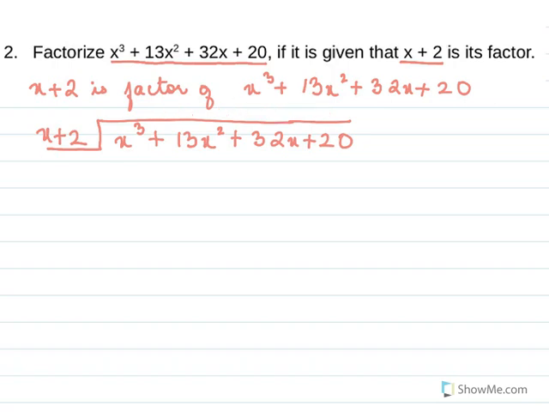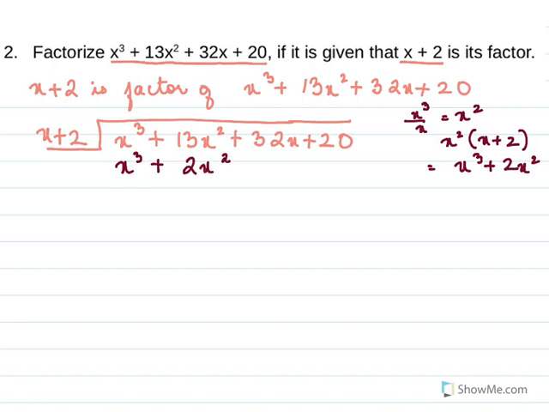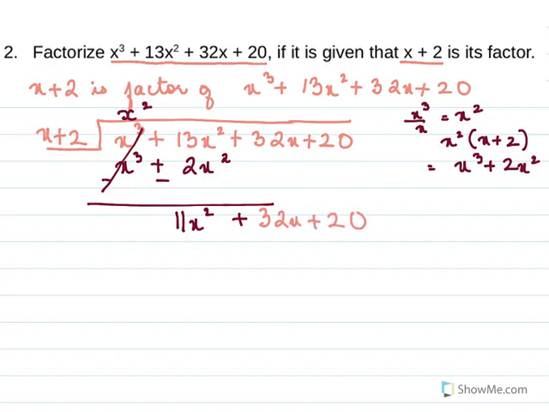First we divide these two. So we have x cube over x, and that is x square. Next step, we take x square and multiply it by x plus 2, and we get x cube plus 2x square. So we put here x cube plus 2x square. Here we will write x square. Change the signs. This we cancel. 13 minus 2 is 11x square, then we bring down the rest, 32x plus 20.